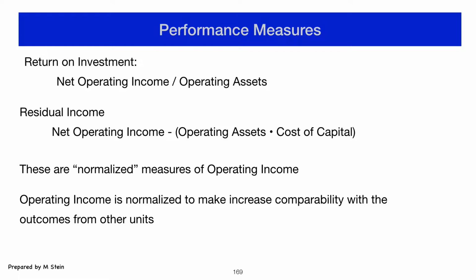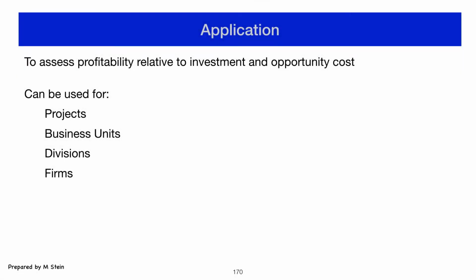The definitions given on the slide are often fine-tuned to better fit particular circumstances, but they are a good place to start. The application of residual income and ROI that we're going to look at is to assess profitability relative to a particular investment and the opportunity cost of money. ROI and residual income can be used for projects, business units, divisions, and firms. Essentially, you can apply ROI anytime an investment is made and a return is the result of that investment.